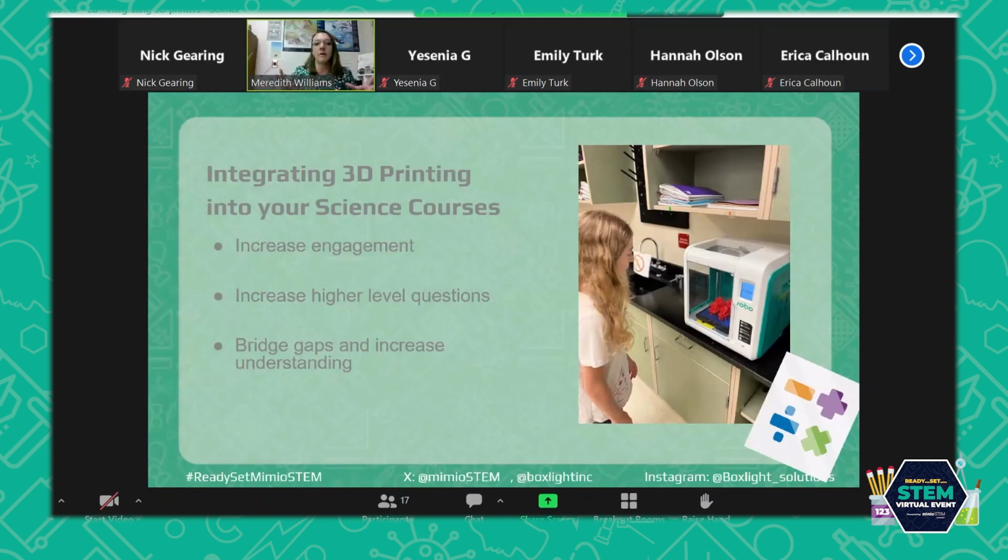It also increases higher level questions. I get a lot more of, well, why? Or how does it work if I do this? And it also helps bridge the gaps and increases understanding, especially with our English language learners, because they're not just hearing the words, but they're actually able to see and manipulate those ideas, so they can bridge the gap between their language and English. If you have any comments or questions, please feel free at any point to add those to the chat.